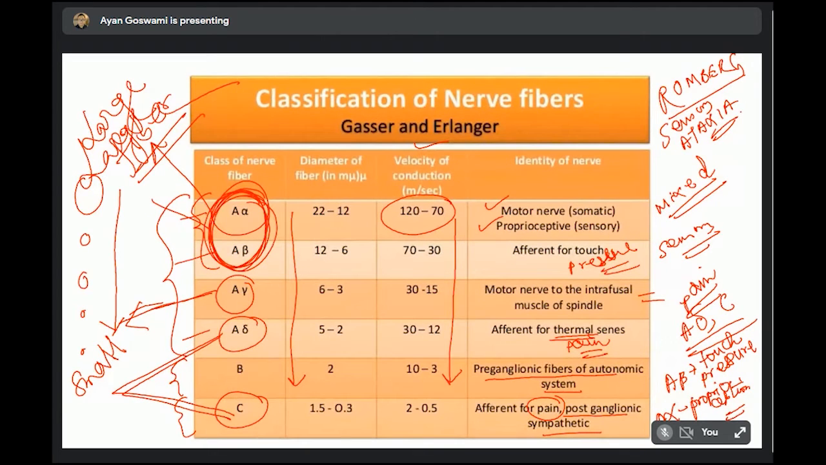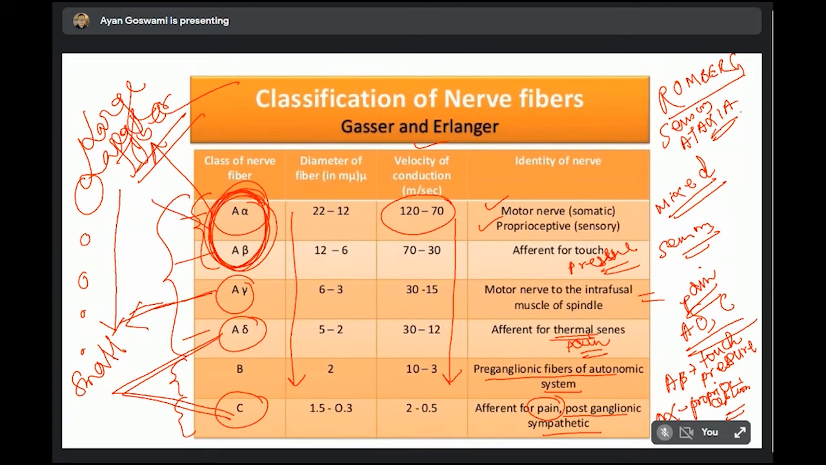So the thing is, the classification of nerve fibers, A alpha, A beta, A gamma, A delta, all these are arranged according to their myelination, right? Myelination is highest in A alpha, and A alpha is responsible for motor and proprioception, right? So when your A alpha is motor and it is damaged, that means there will be weakness, there will be paralysis of that muscle, right?